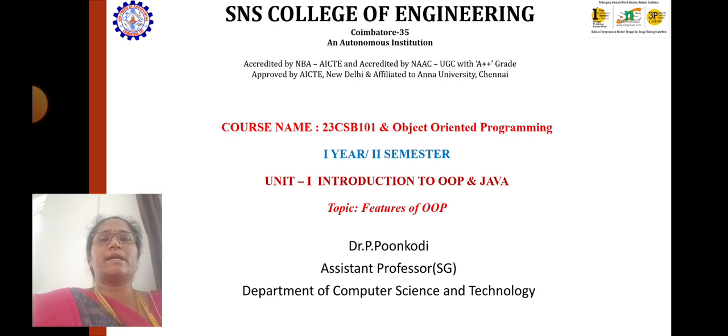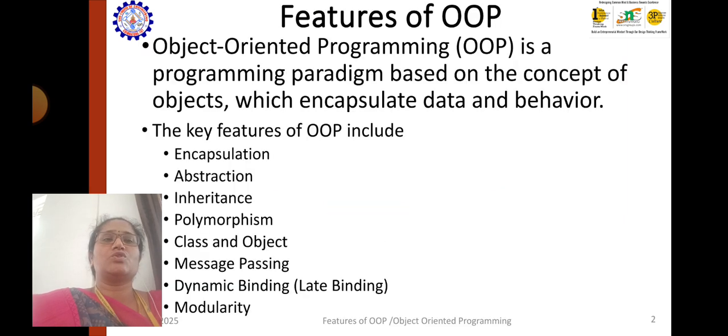Object-oriented features are categorized based on the usage. Object-oriented programming is a programming paradigm based on object-oriented programming concepts. It is purely based on objects, which are used to encapsulate the data and its behaviors. Some of the key features of object-oriented programming include encapsulation, abstraction, inheritance, polymorphism, class and object, message passing, dynamic binding and modularity. These are all the key features of object-oriented programming.